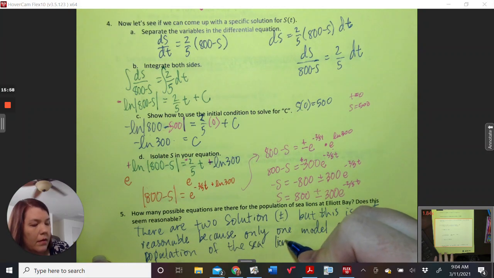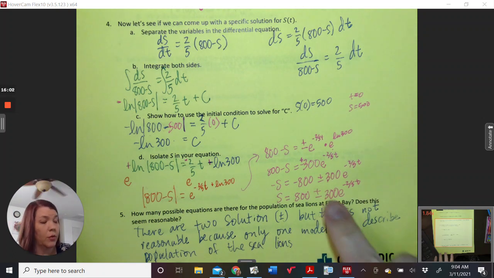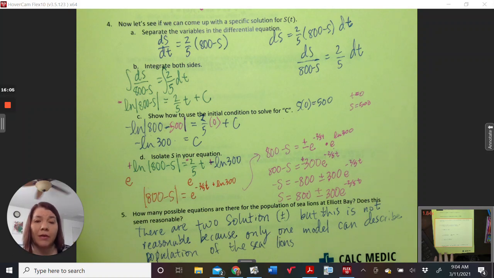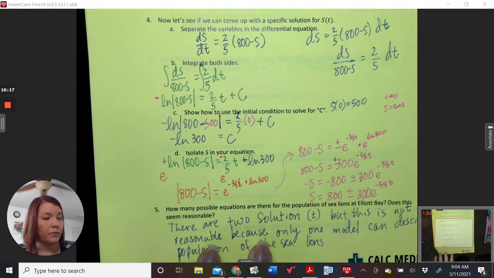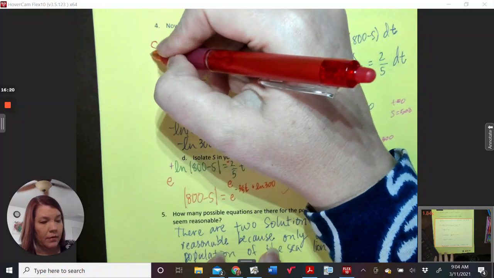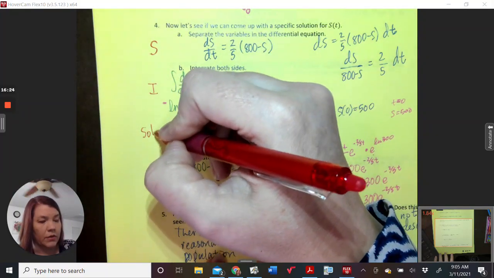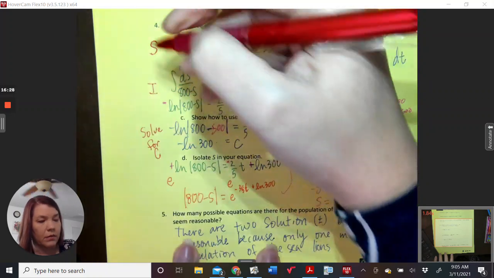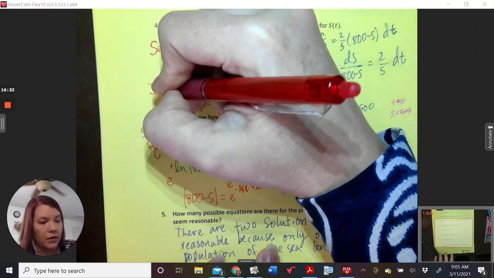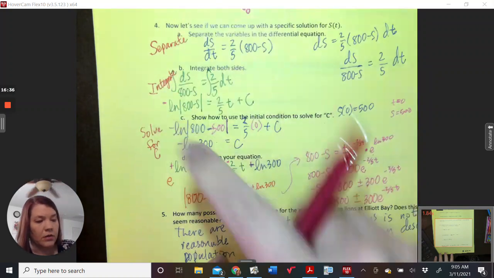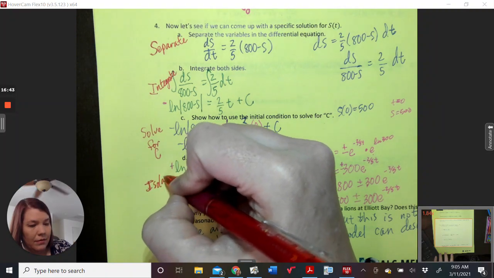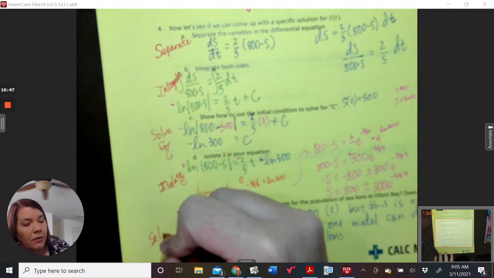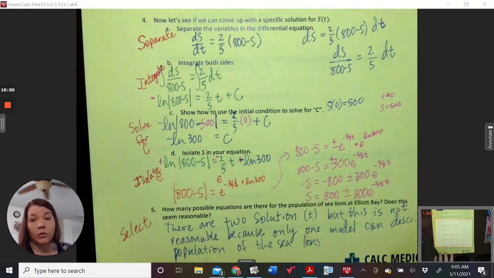The part here that needs to be decided is that we've got to figure it out. So I just want to go over what we did, and then we'll do our final rundown on the next slide. First we separated, then we integrated, then we solved for C. Then we isolated, and now we're on select. So now we have to pick one. We don't usually have two final answers. We almost always pick one. So should we pick 800 plus this number or 800 minus? What do you guys think?